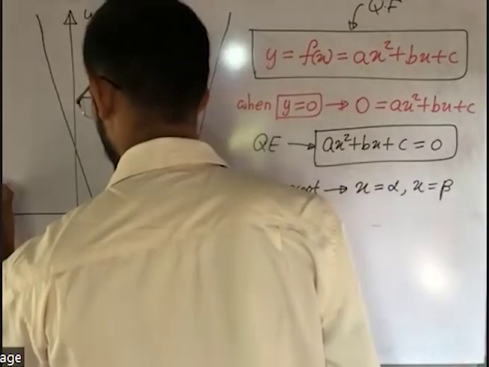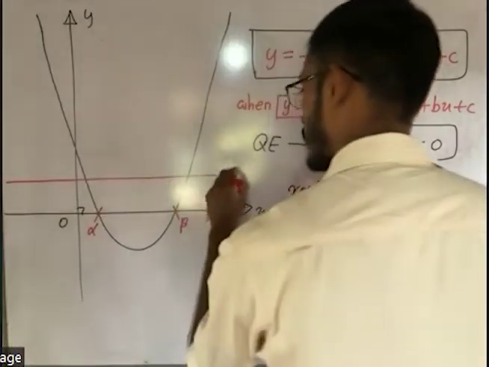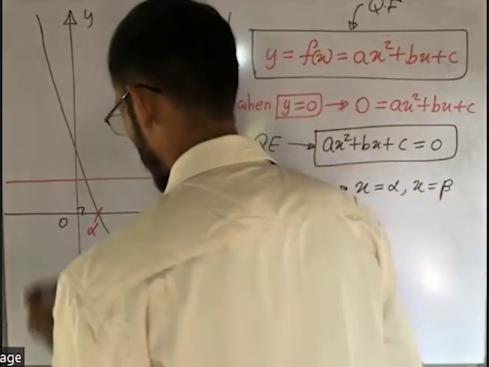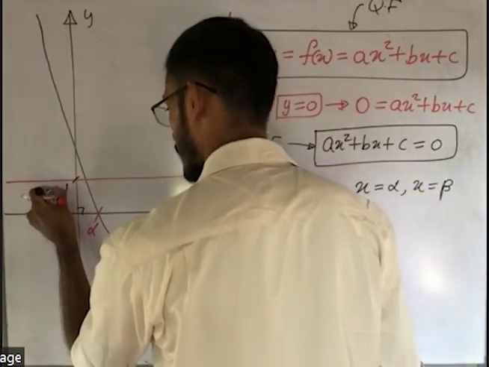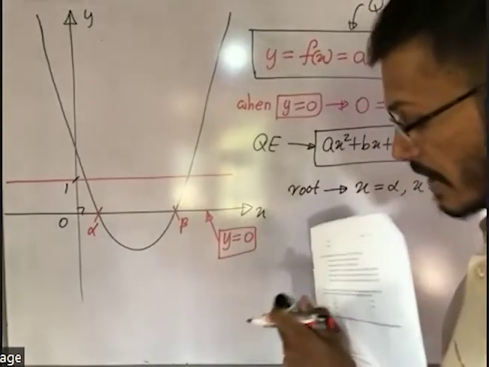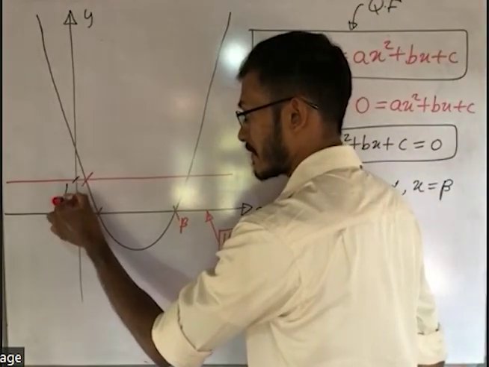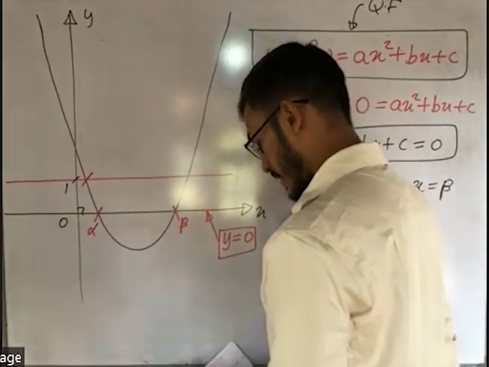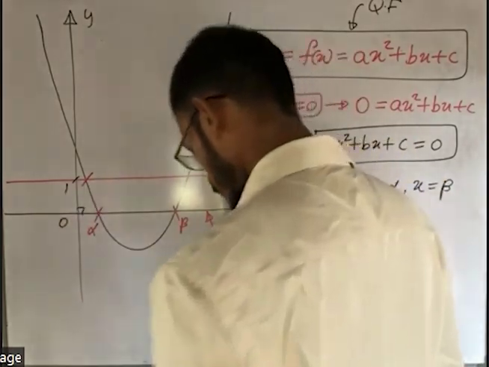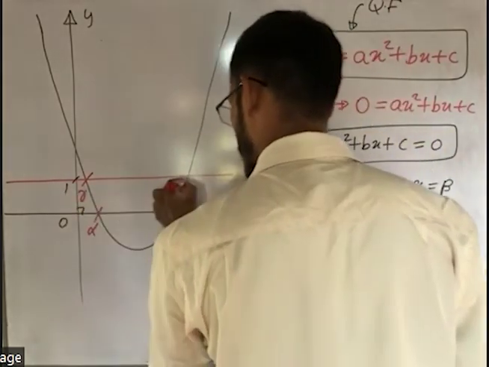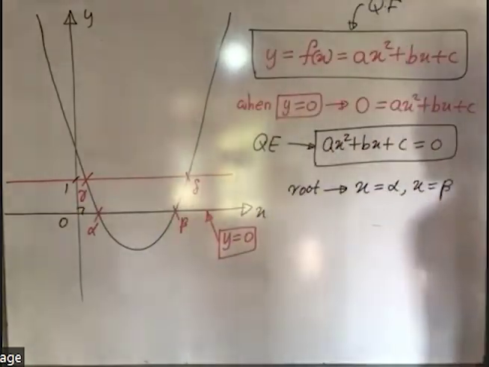Now I will take another straight line. Here I will draw a straight line like this. Here the y value is 1. The intersection points of this graph with this straight line, I will take as gamma and delta.